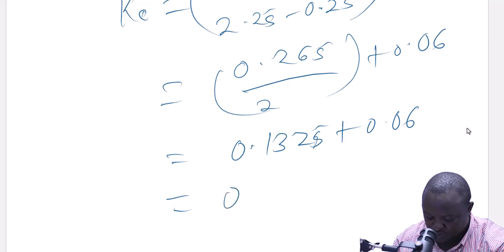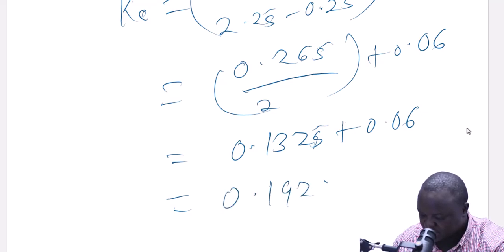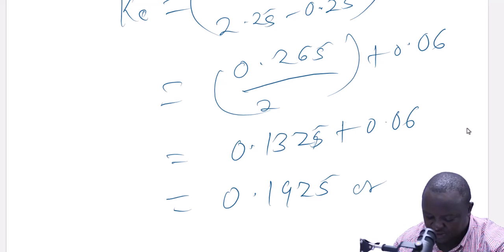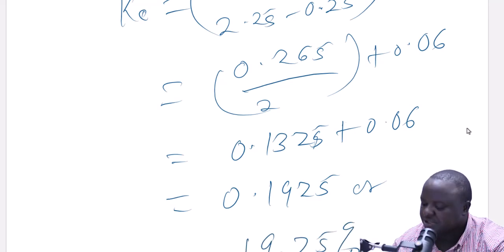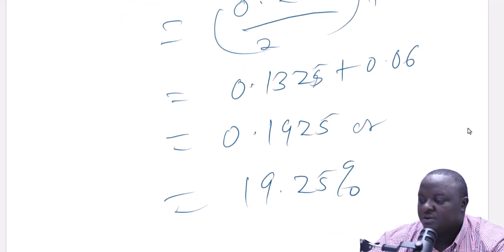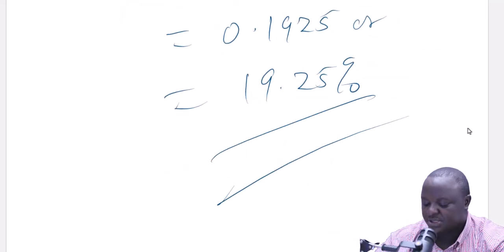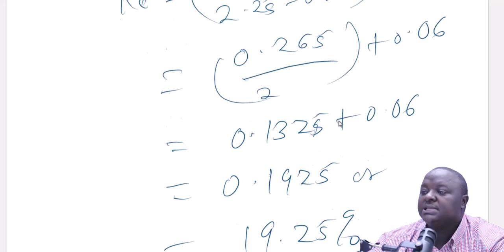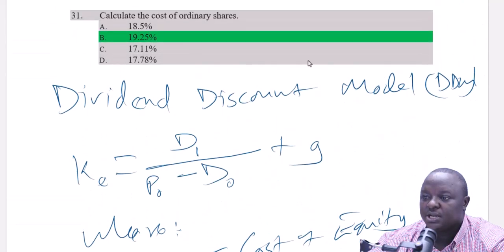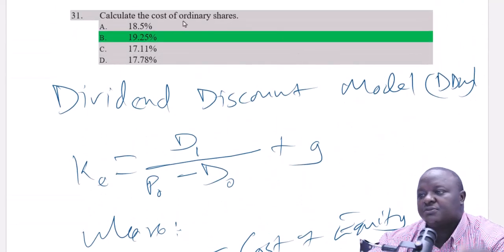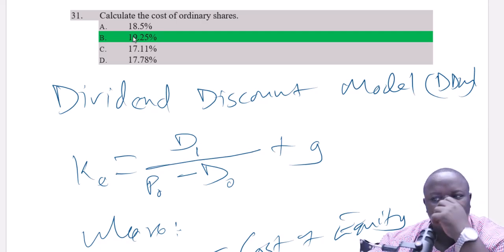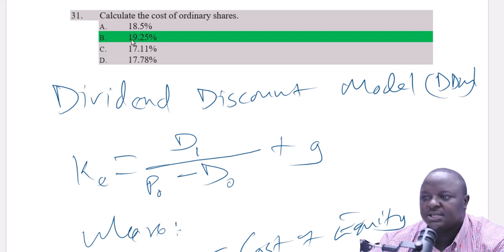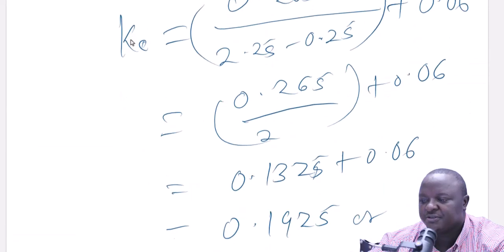That is going to be 0.1925, or if we quantify it to percentage, that will be 19.25%. So 19.25% is our answer. So if we calculate the cost of ordinary shares, option B is the right answer, 19.25.